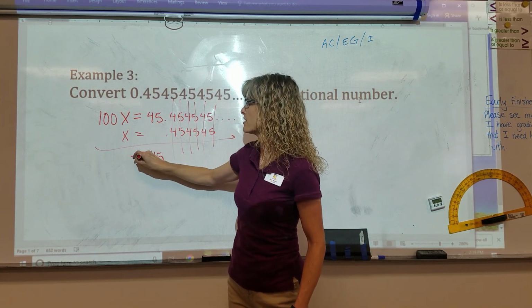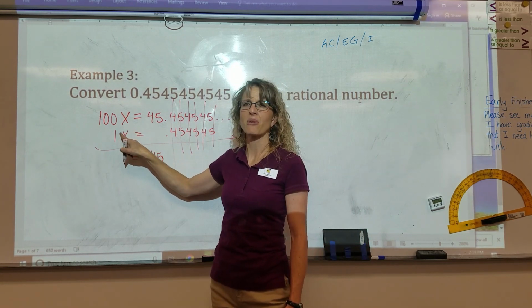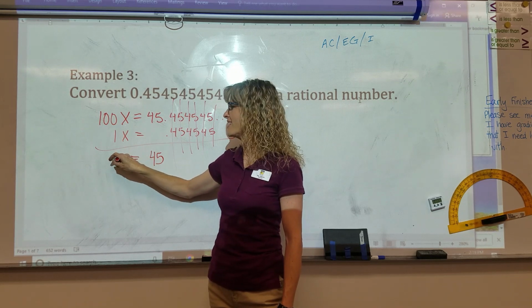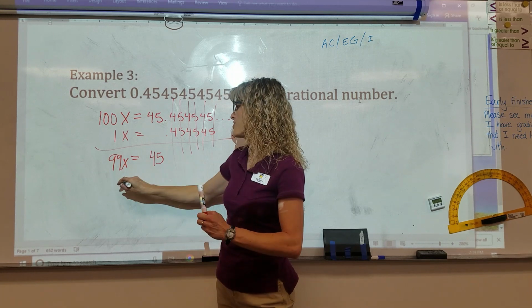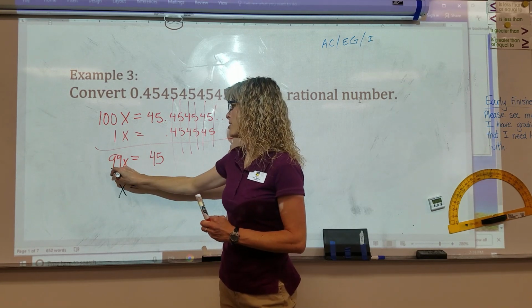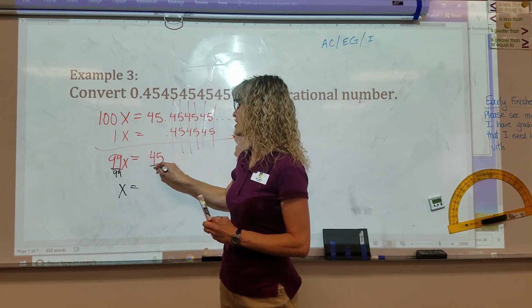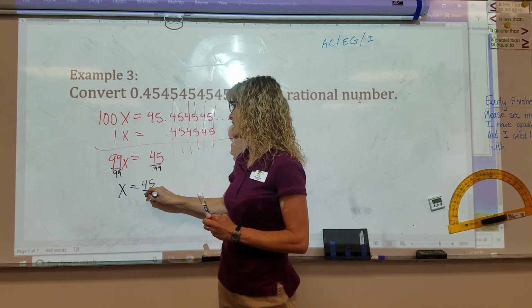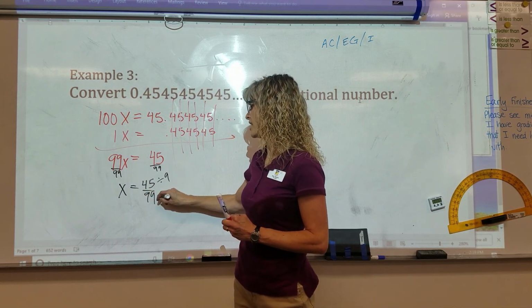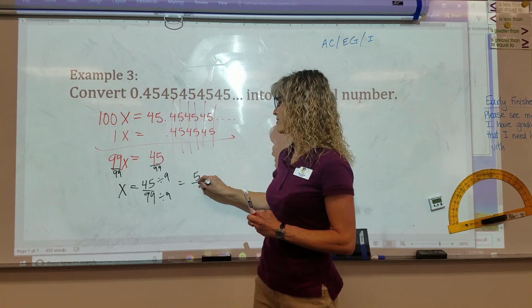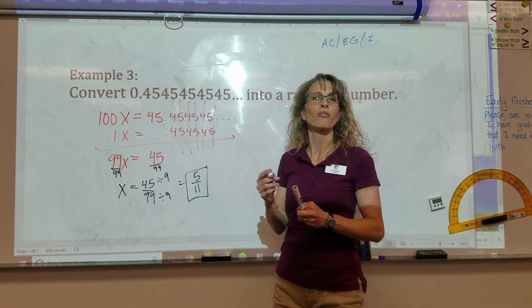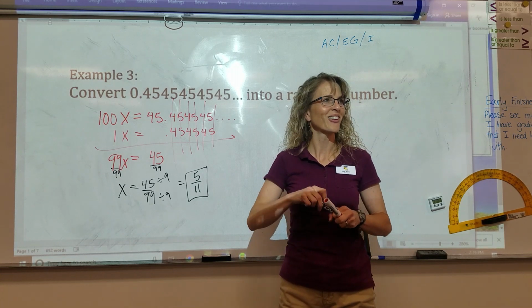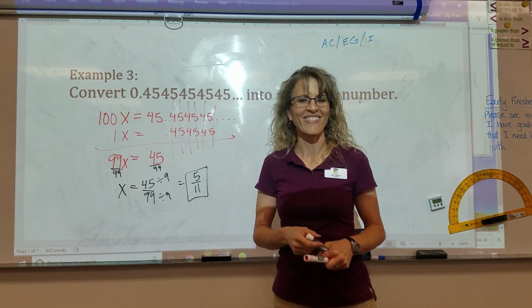45 is left. Wait a minute, 100x's minus 1x, 99x's are left. I have a fraction that fast. That's super cool. We're going to divide by 99. Divide by 99. We get 45 over 99. I see a common factor of 9. I get 5 elevenths. And you can type it in. 5 divided by 11 is 0.45454545. Totally cool, huh? Okay, awesome.